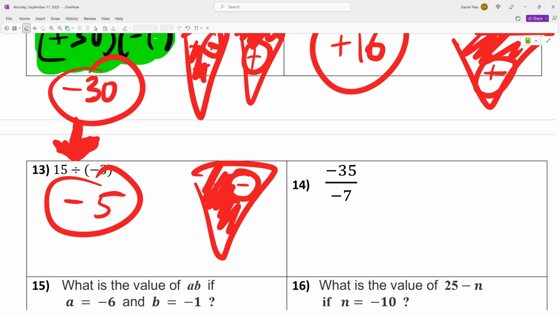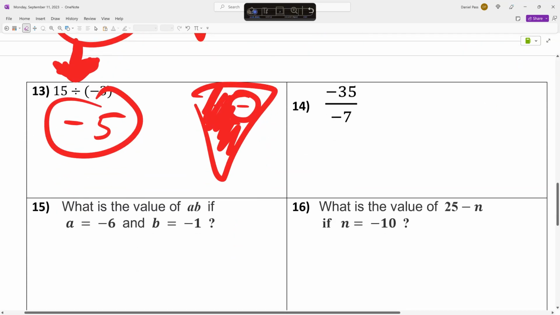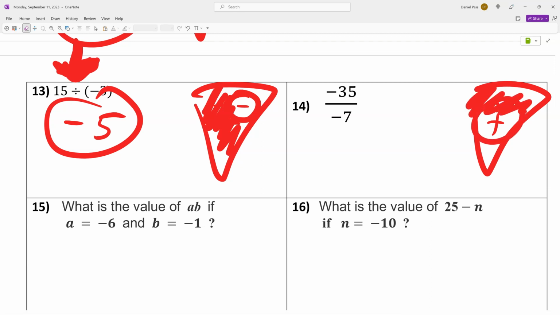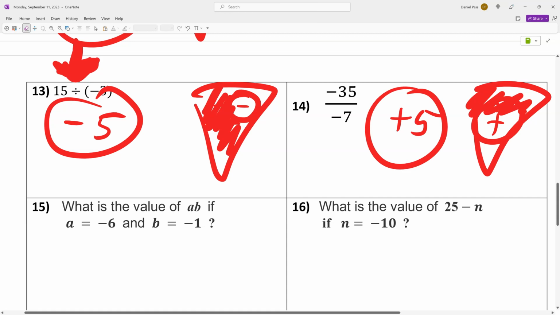What about the last one, number 14? Do Dorito Man. Yep, 2 negatives make positive. Two negatives make a positive. So positive 5. Yay. All right, cool.